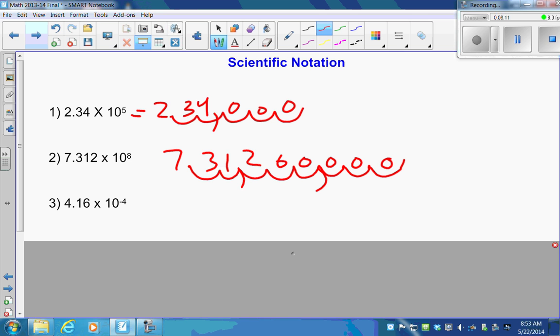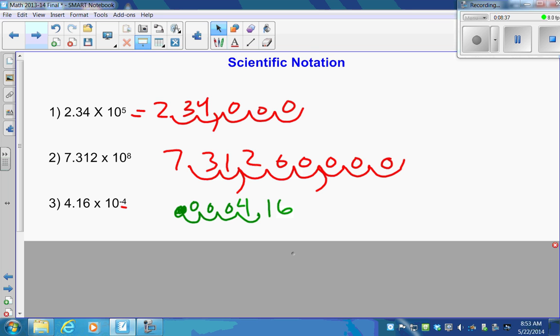And 731 million. Now, notice this negative number. There's no trick to this. You just move in the opposite direction. This is used for very small numbers. So I have 4.16. Move it 4 in the negative direction. 1, 2, 3, 4. That's my new decimal. 0, 0, 0. And for small numbers, decimals, we do not use commas.